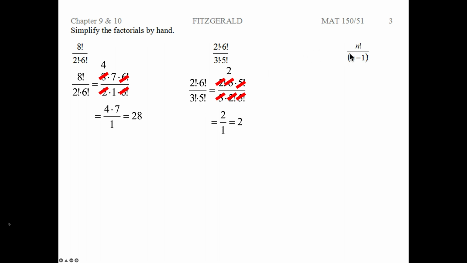And if they give you variables, don't panic. We can still do this. N factorial, remember the definition on the previous slide, is n times n minus 1. Hey, that matches the bottom. Sorry about this factorial blending in over here. So that's now n minus 1 factorial. With this n minus 1 factorial, they cancel out. The answer is n.